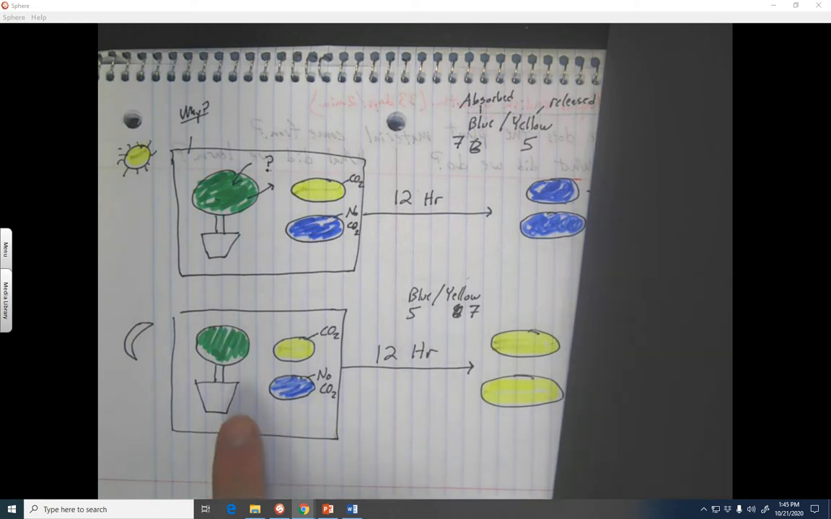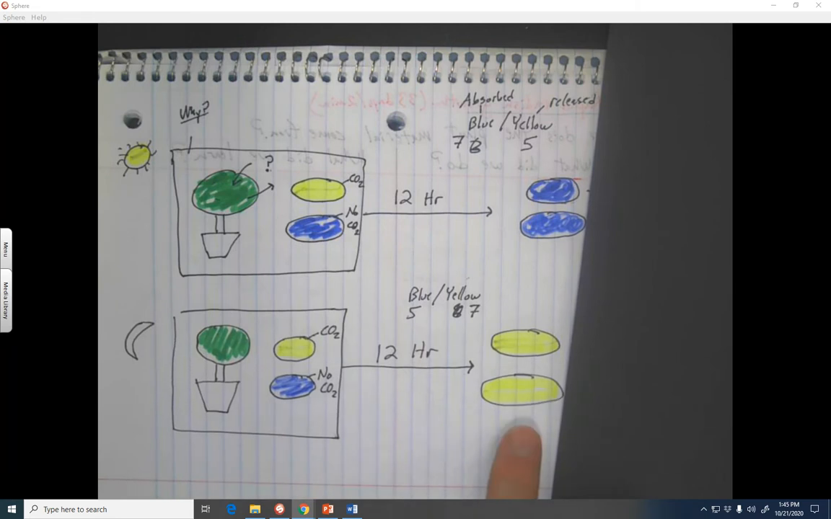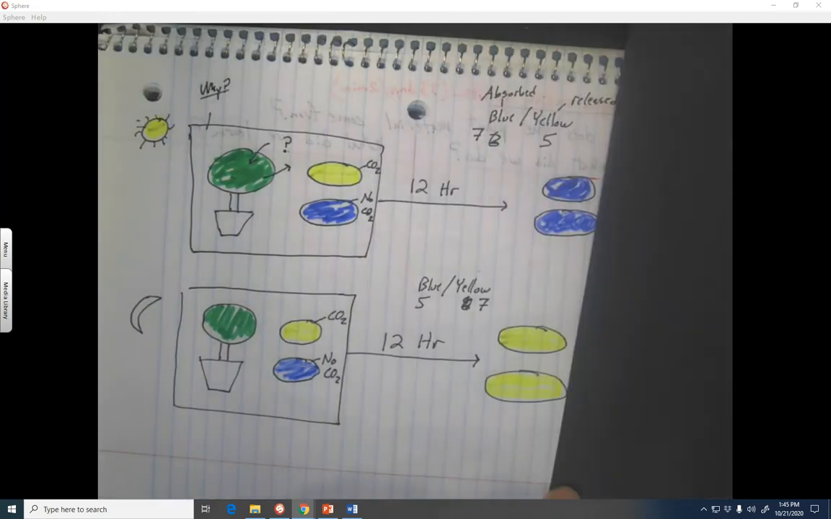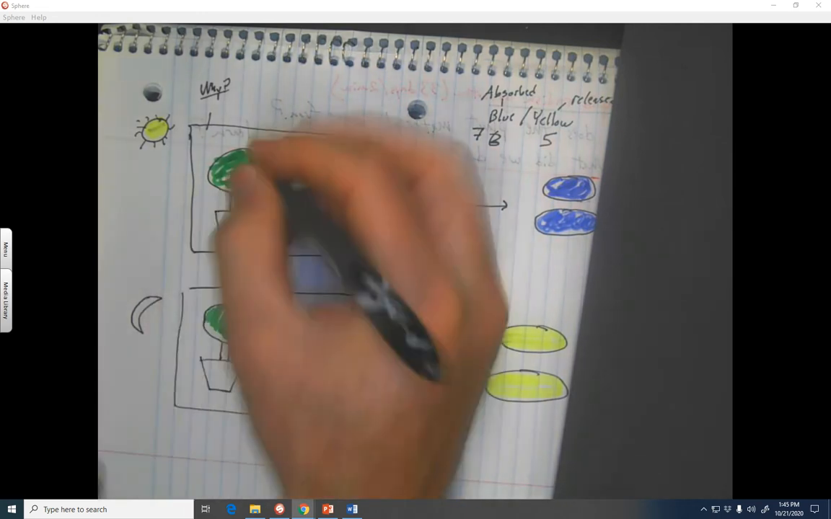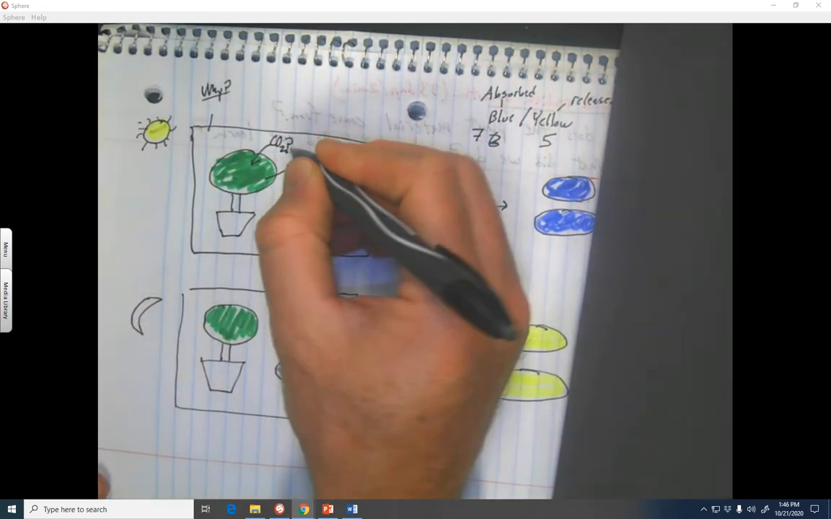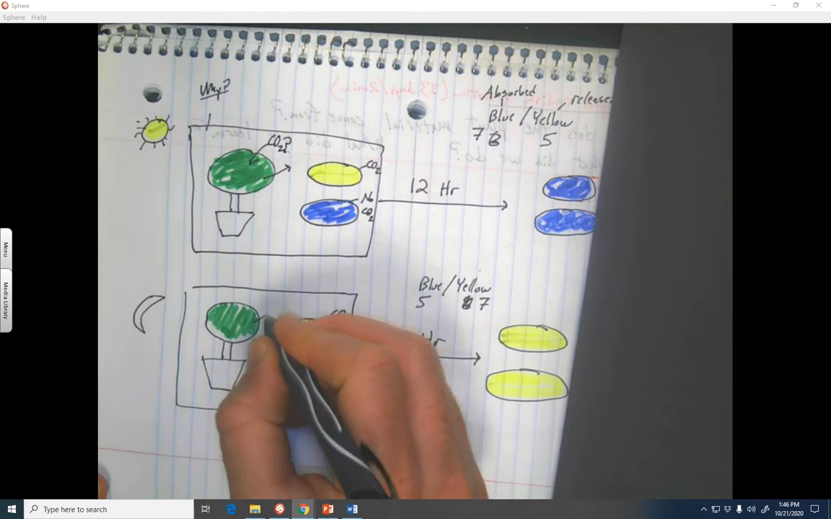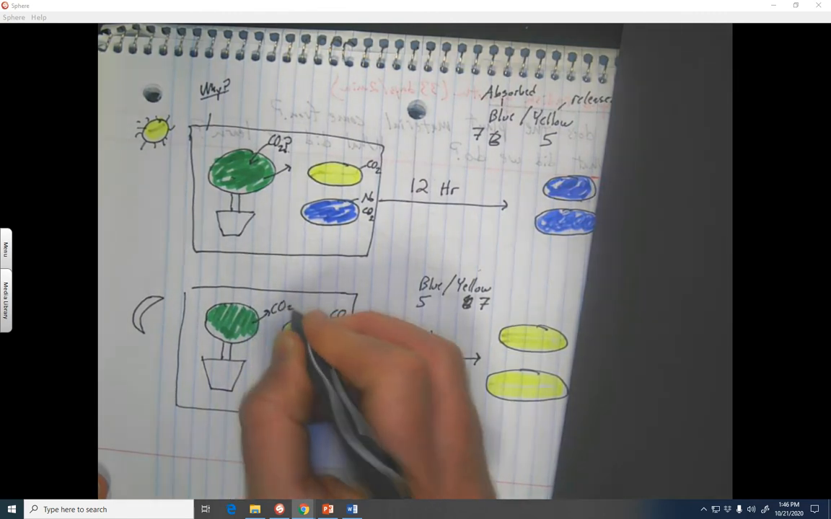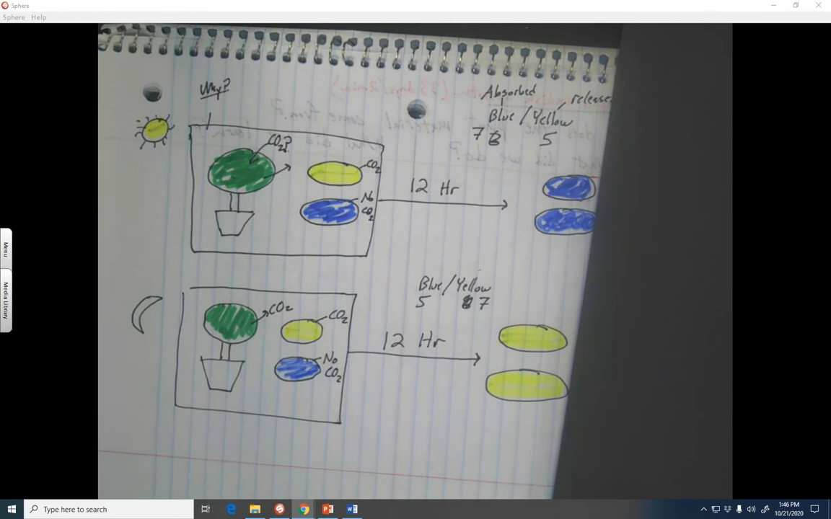So in this case here, the plant is absorbing CO2. Down here in this situation in the dark, both petri dishes turned yellow, which means that this petri dish absorbs CO2. Therefore, the plant must be giving off CO2 in this bottom picture here. Let's make those adjustments to those pictures there. And then down here, we're giving off CO2.